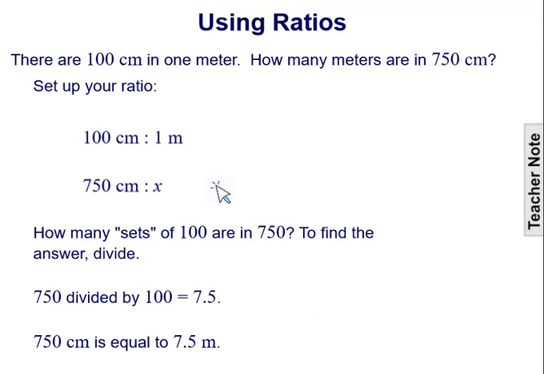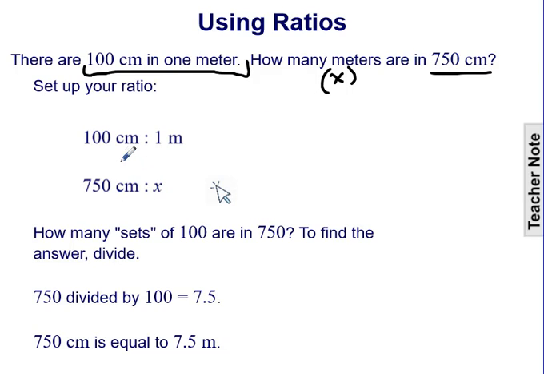Another example, we have there are 100 centimeters in 1 meter. Now how many meters are in 750 centimeters? So our given ratio, our given information to set up is 100 centimeters in 1 meter. Then we want how many meters, that's our unknown x, in 750 centimeters. That sets up the ratio 750 to x.